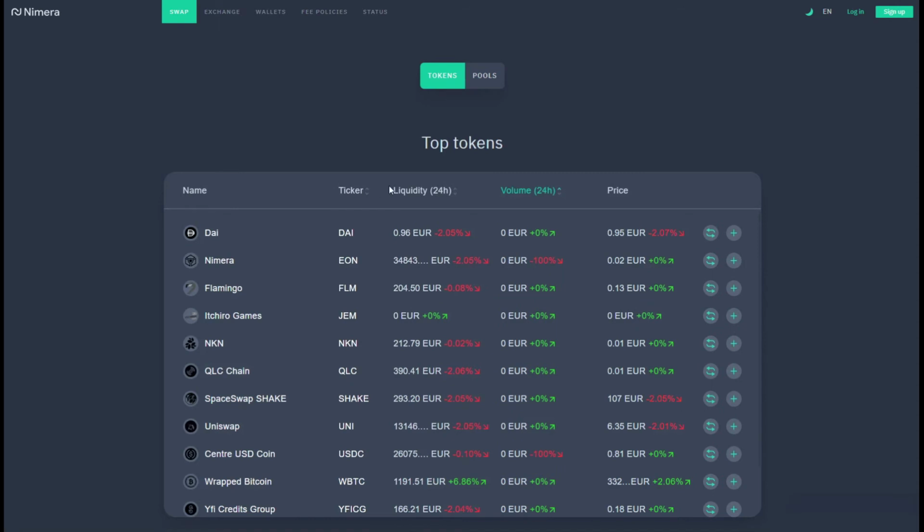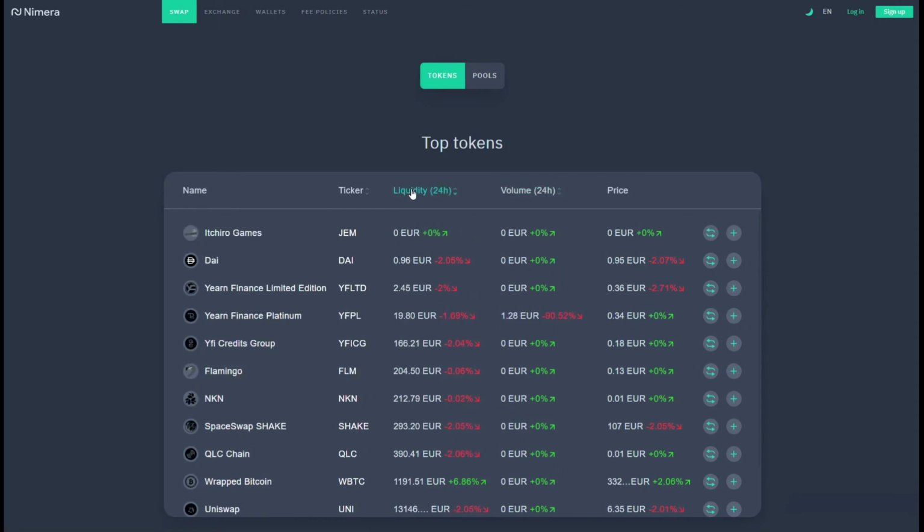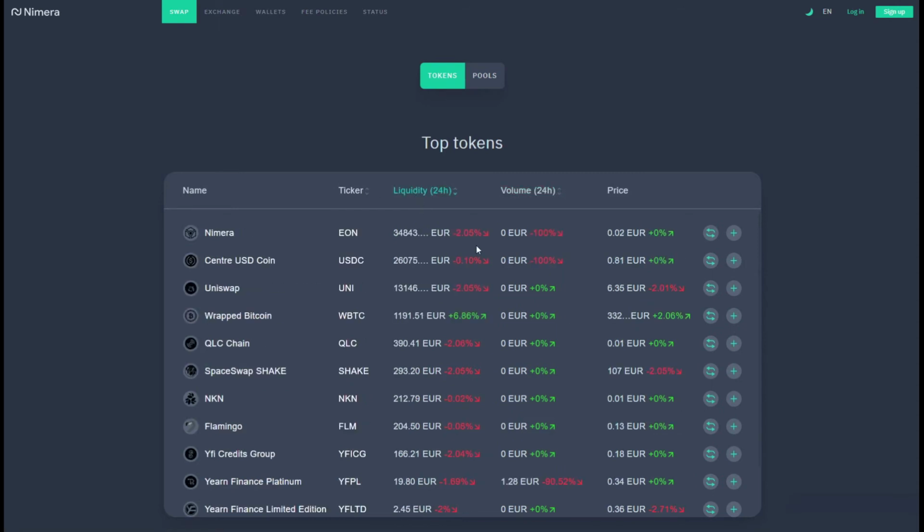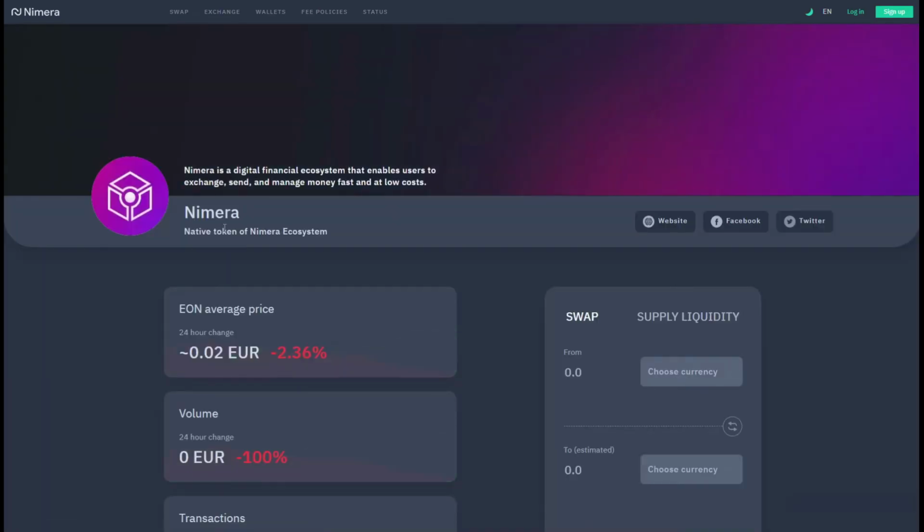But if we go back to our tokens here and check out the liquidity of what's happening, we do still have pretty good liquidity, not as much as we had during the contest, obviously, but we're still sitting at just shy of 100,000 euros within the swap, and I'm sure that will grow as we have more pairs coming in. But Nimera and currently EON, or the future Nion, does have the highest liquidity at just shy of 35,000 euros. Now, of course, you can always click into these.